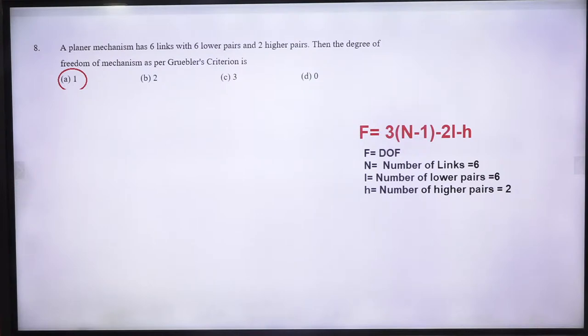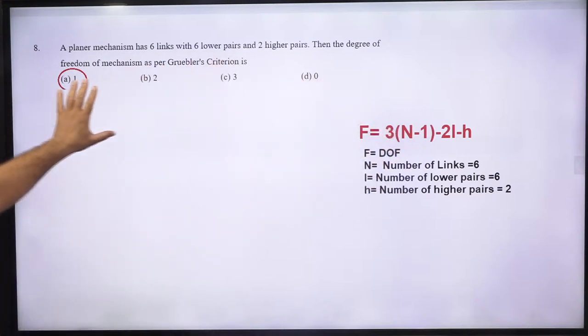Number of links in this formula, this is for planar mechanism we are using. And lower pairs are given 6, higher pairs are given 2. So if I put it in this equation, I'm going to get degree of freedom as 1.